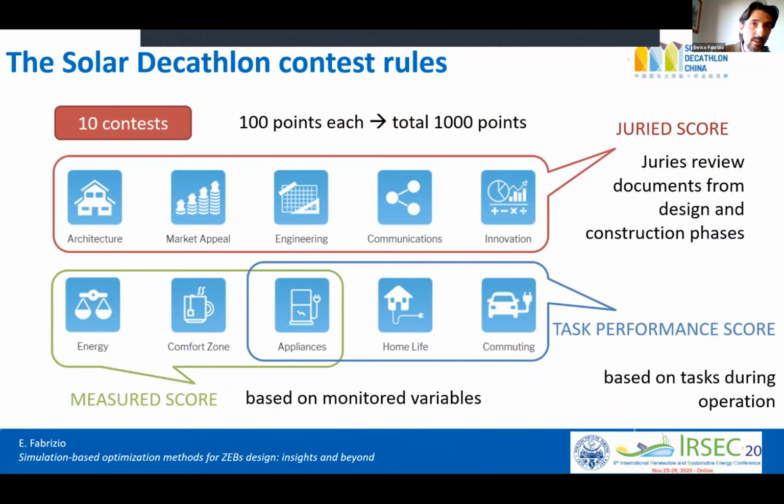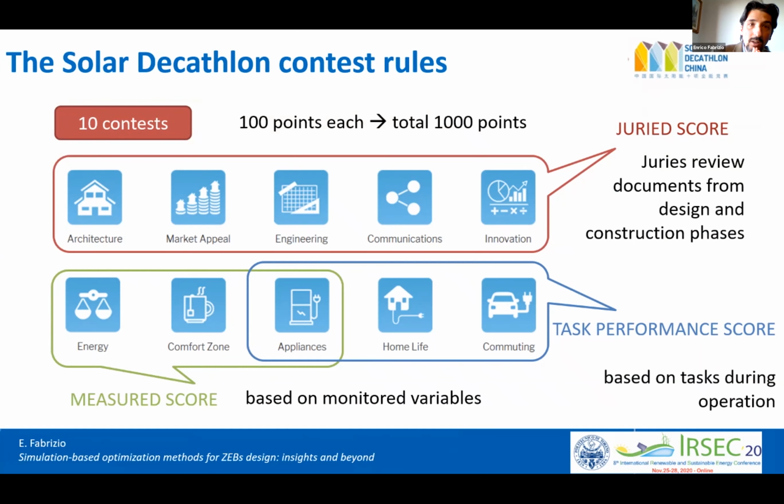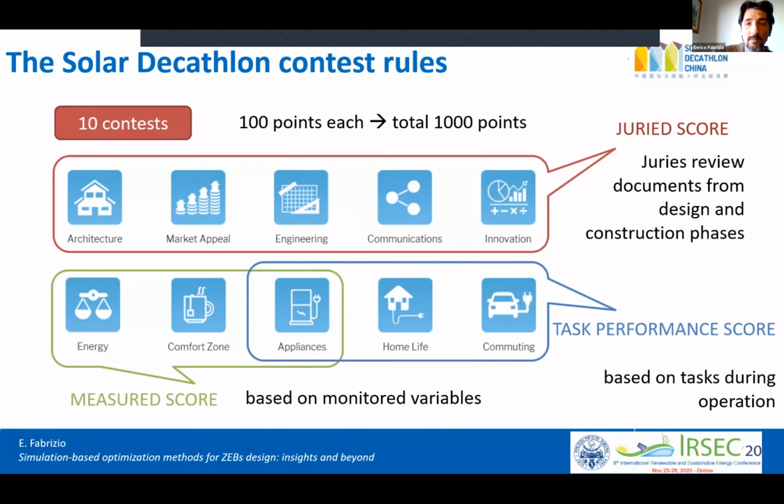We wanted to win the competition, so we tried some ways to maximize points under the contest rules. The contest rules are based on 10 contests for a total of 1,000 points. Each contest has 100 points. Some contests are defined by juries, so there is analysis of documents, interviews, exhibitions. Other contests are based on measured and task performance. We concentrated on the measured ones.